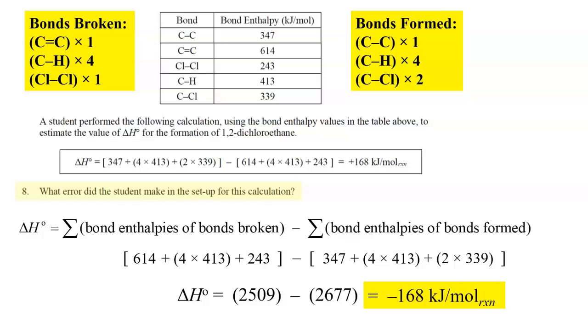If we compare the correct answer that we just got to the student's error, looking for a mistake, we can see that the only mistake the student made was to reverse the sign. So they used all of the correct numbers for the bonds, but they got a value of positive 168, which means there was a reversal in their setup.